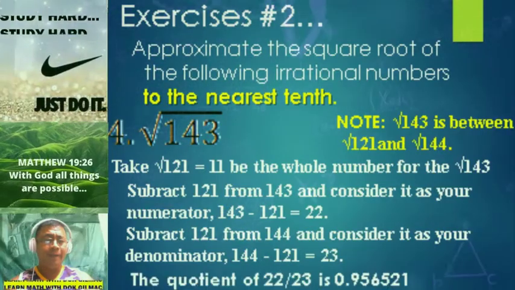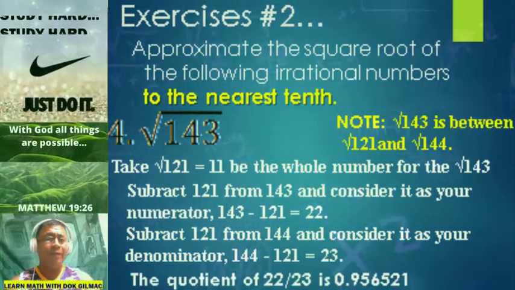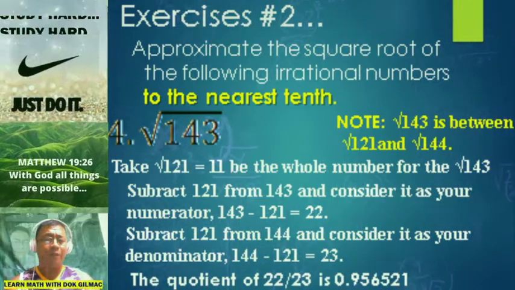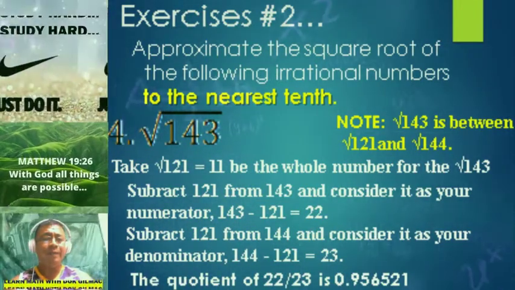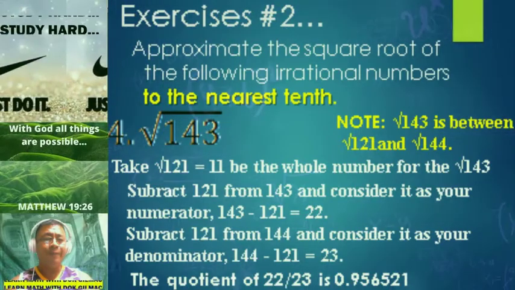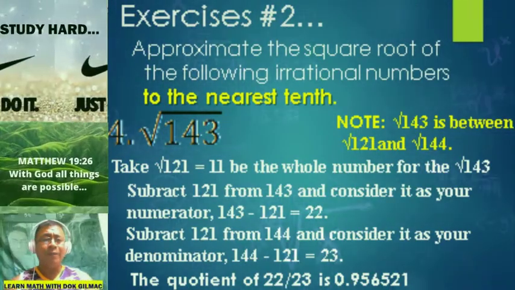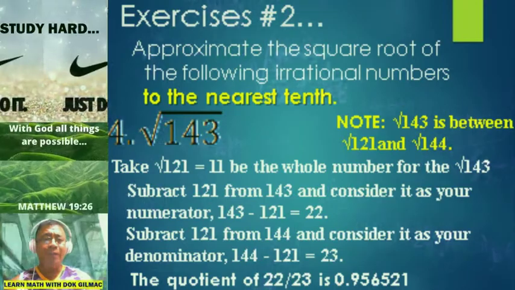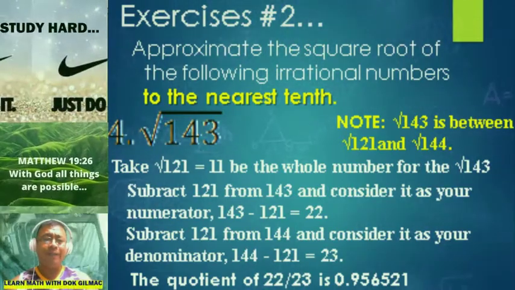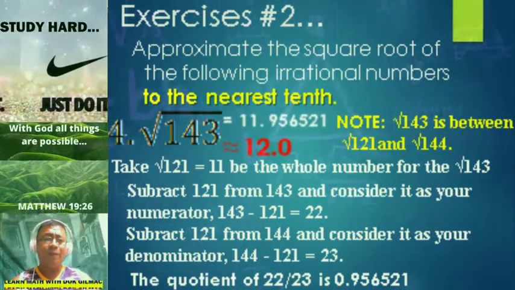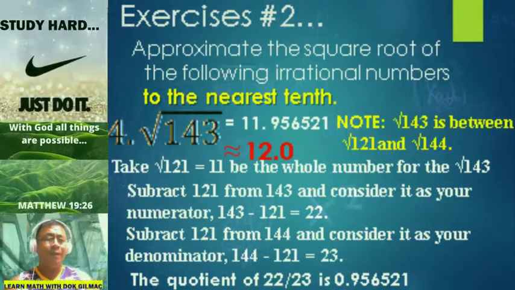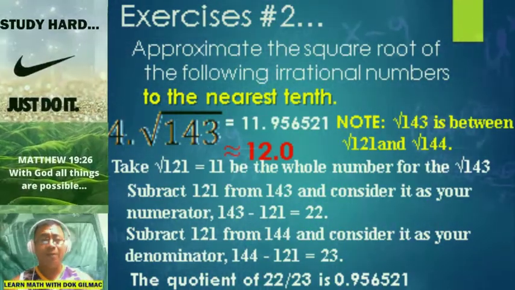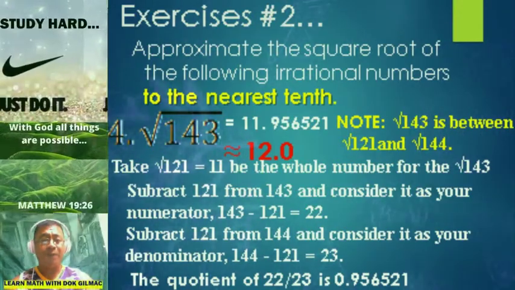Then, last step, find the quotient of 22 over 23, which is 0.956521. Therefore, class, the approximate value of the square root of 143 is simply equal to 11.956521, or approximately equal to 12.0.